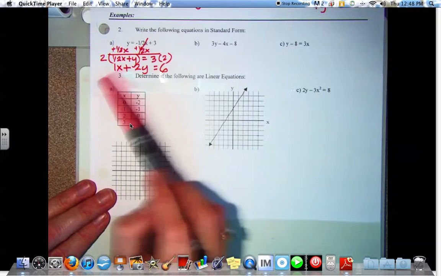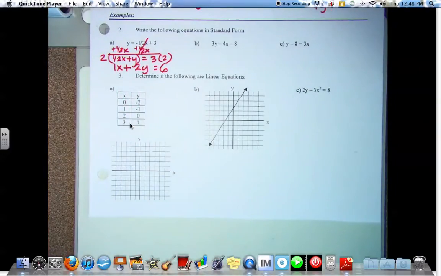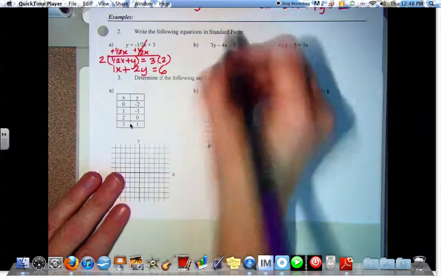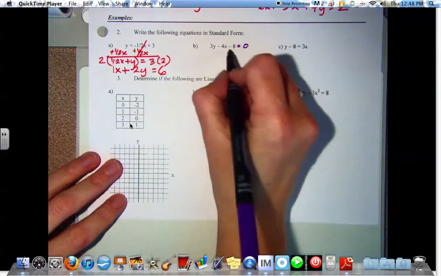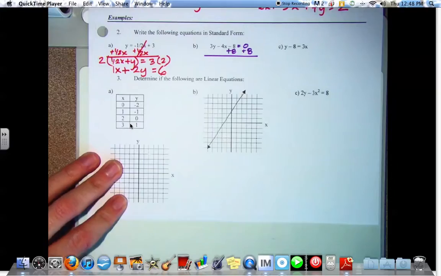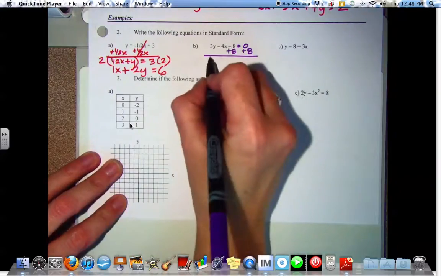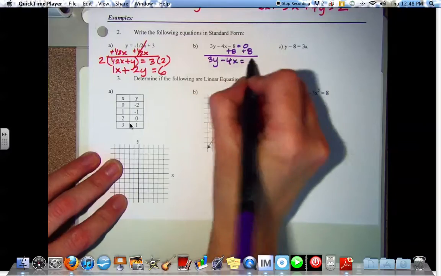So we have our equation in standard form: 1x plus 2y equals 6. B. We have 3y minus 4x minus 8, and this equals 0. So we're supposed to have the 2 terms on the left, the constant on the right. So what do we need to move? The 8. So we're going to add 8 to both sides. So on the left I have 3y minus 4x, and that equals 8.